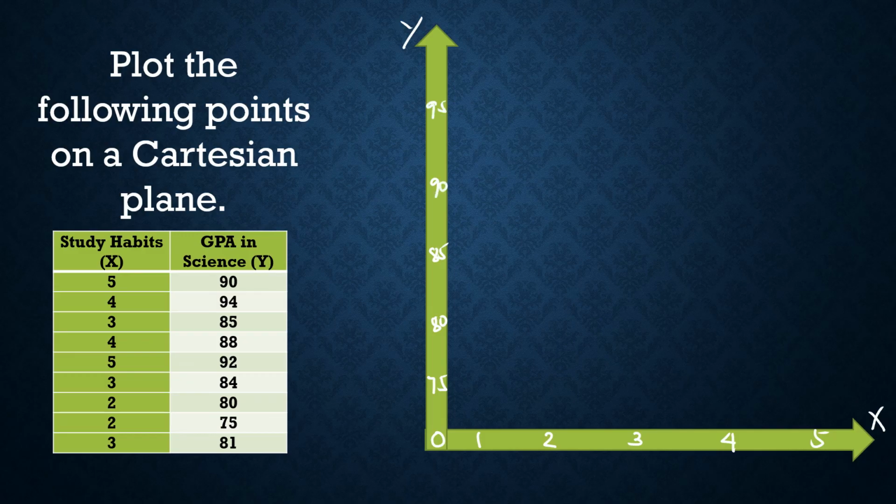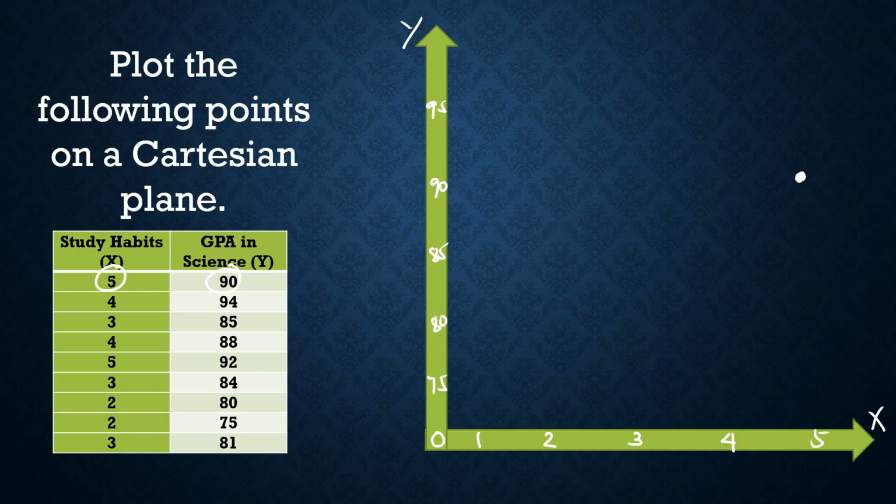After having this, we can now plot the points so that we can create a scatter plot of the given data that we have. So we have 5, 90. Again, we have 5, 90. Let's now plot 5, 90.